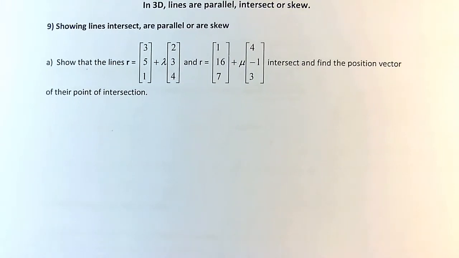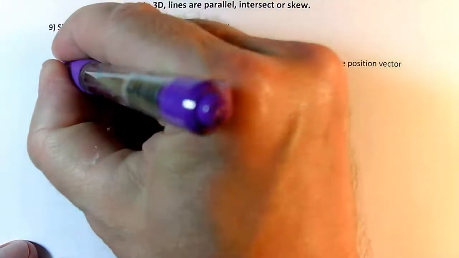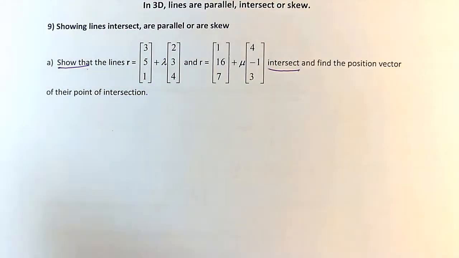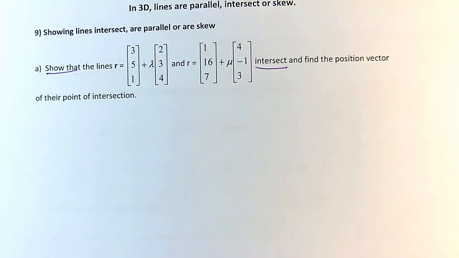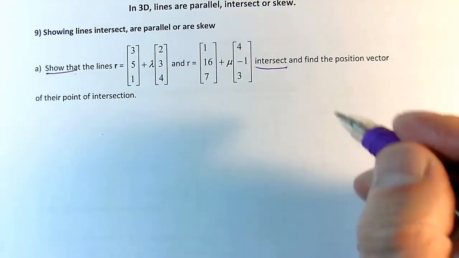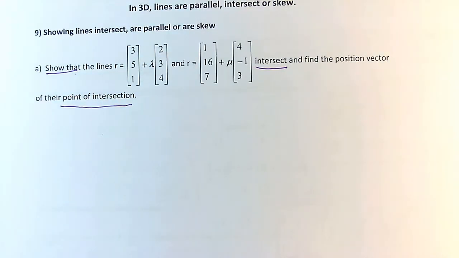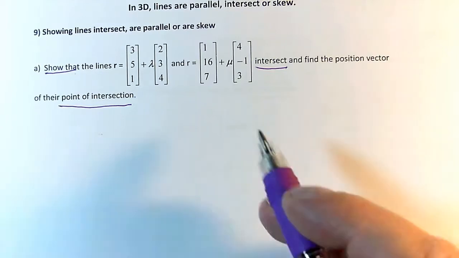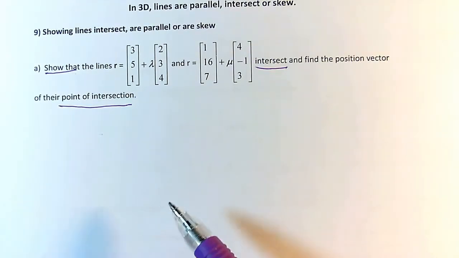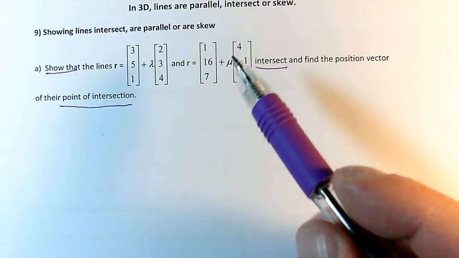Okay, here I've got to do two things. I've got to show that these lines intersect. So at some point I'm going to be saying, therefore the lines intersect. But I've got to do a bit more than that. I've got to find the position vector of their point of intersection. Even if I only had to do the first part, I would try and do the second part. So I'm going to try and make these two lines intersect.